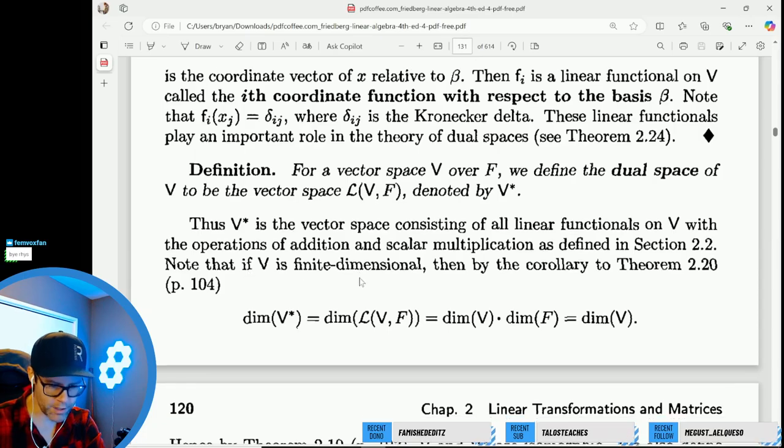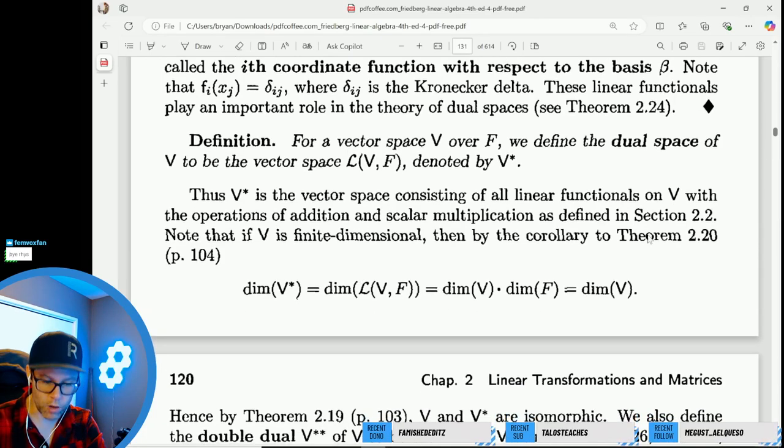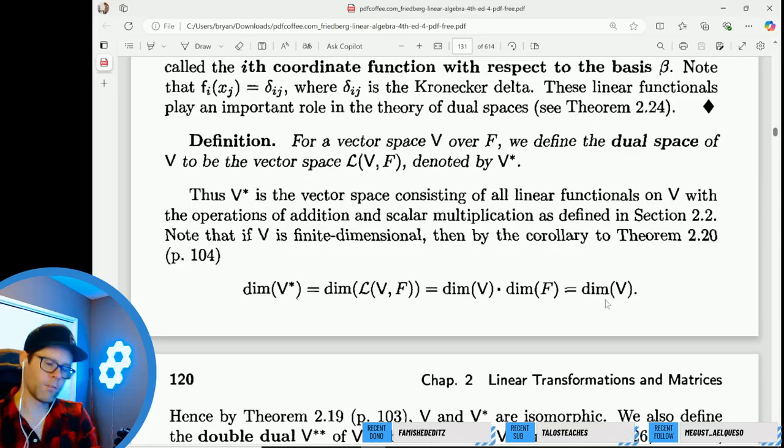If V is finite dimensional, then by the corollary, the dimension of the dual space would be the dimension of the set of linear transformations from V to F, which should be the multiplication of the dimensions of V and the dimension of F. Why does that equal the dimension of V? Why is that true? The dimension of F is 1, right?